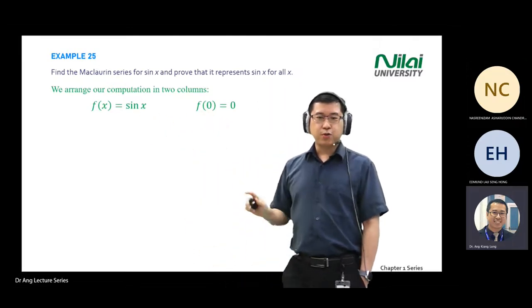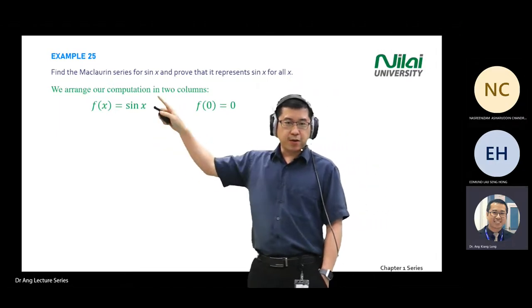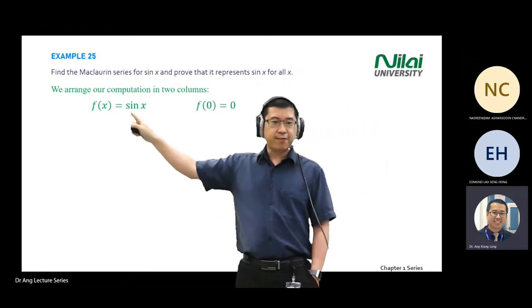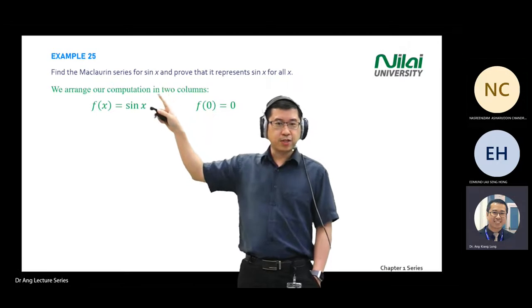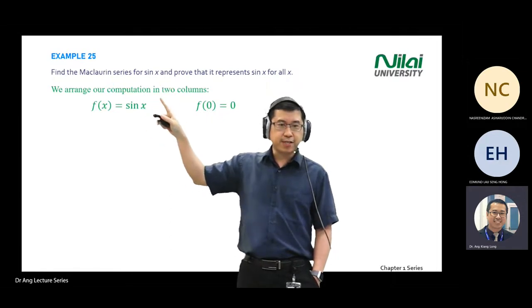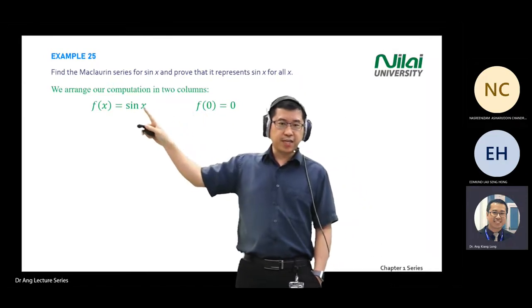To solve this question is actually quite easy. You prepare your answer in two columns, on the left-hand side and right-hand side. On the left-hand side, you write the function, sine something, or you follow the question. In this one, the question is sine x, so you write function f(x) equal to sine x, because the question asks you to solve sine x. On the right-hand side, you substitute 0 in the equation.